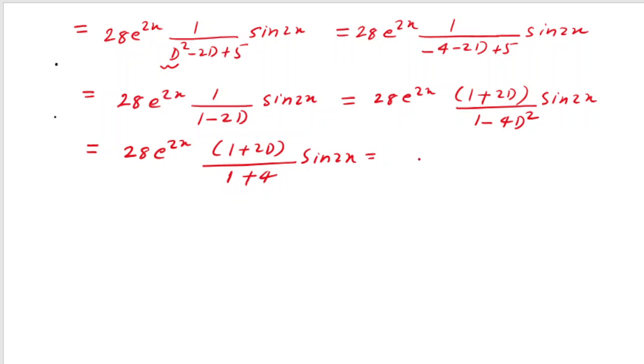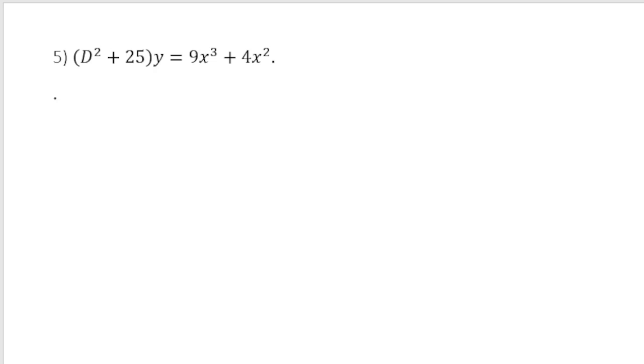So now 28 by 5, e to the power 2x, and sin 2x as such, 1 into sin 2x, and derivative of sin 2x is 2 cos 2x. So 2 into 2, that is 4 cos 2x. So that is our PI. CF we already have calculated, so we can write the solution as CF plus PI.